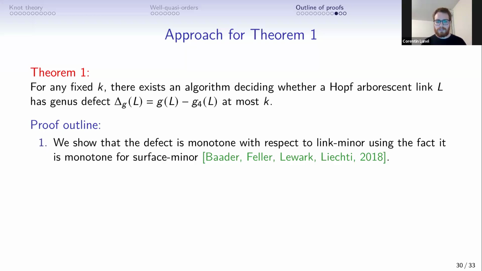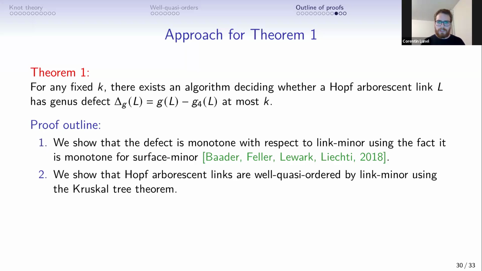And that your minor relation is a well-quasi-order. That's what we do. First thing, we show that the defect is monotone with respect to link minor. And to do so, we use something that was already noticed by Bader, Feller, Lewark, and Lirty, and that is the fact that the defect is monotone for surface minor. And then, because of the definition, it's the same for link minor.